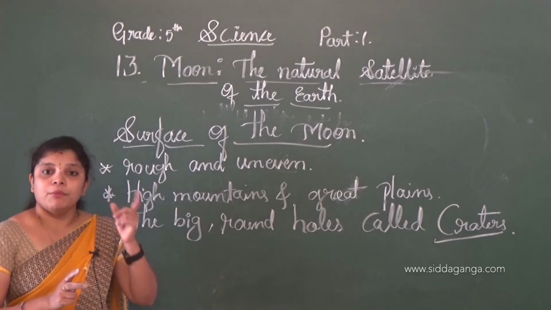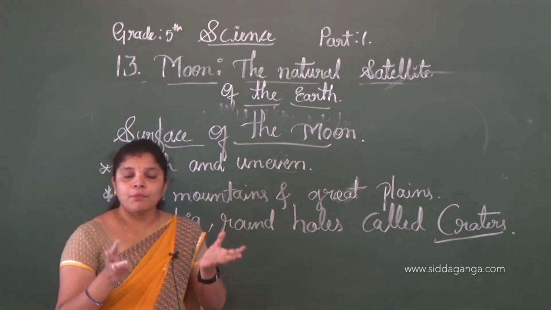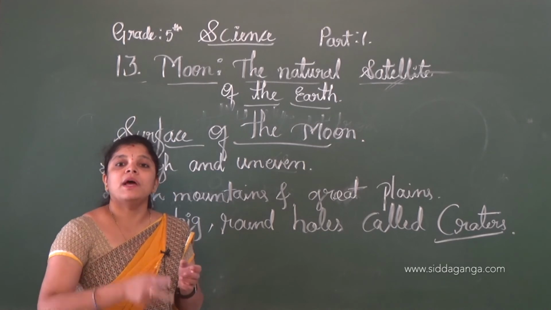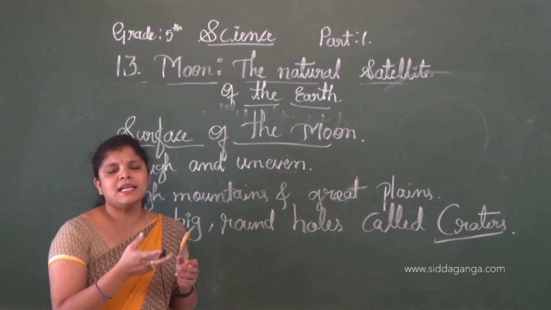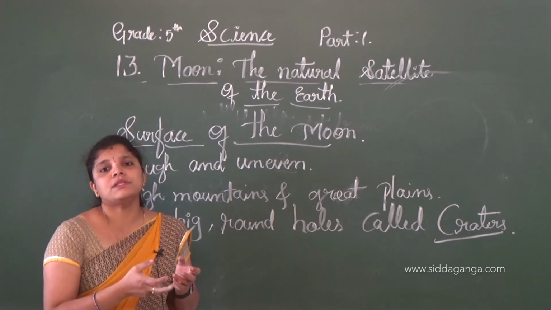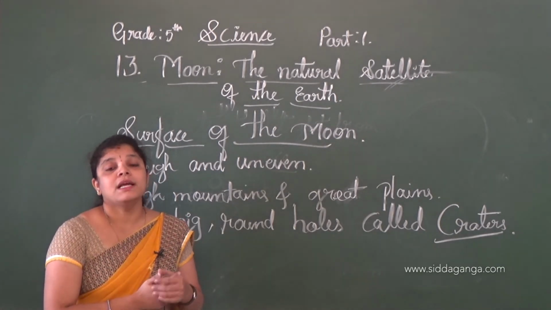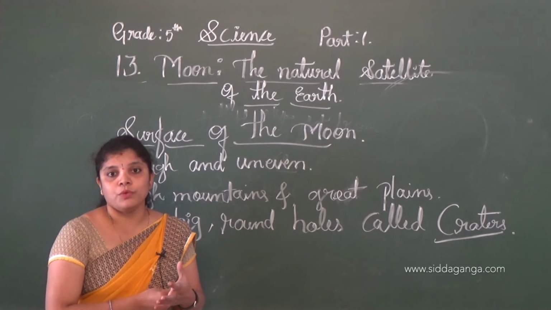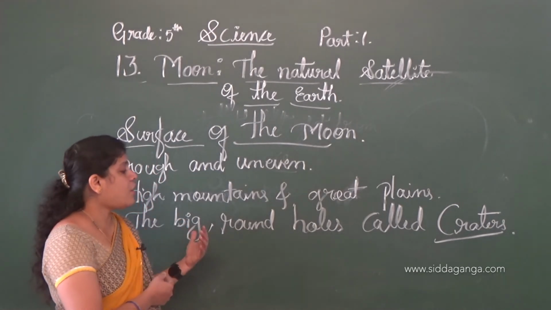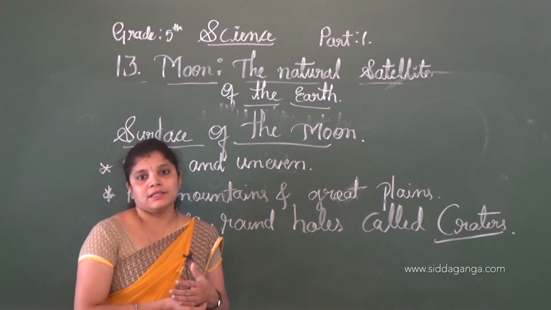But on the moon there is no atmosphere around the moon. See, when meteoroids easily hit the moon surface, that's why they make big holes on the surface of the moon. See, these big and round holes are called craters.